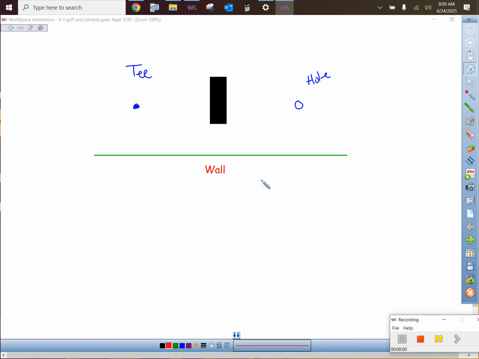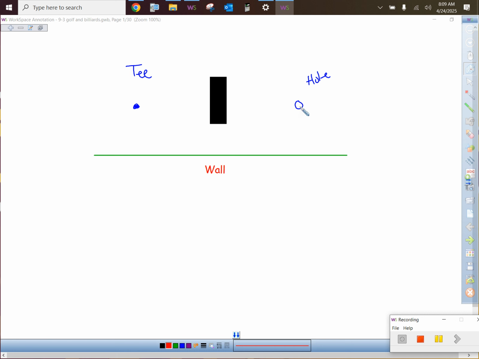All right, 9-3 in advanced geometry. We're talking about golf and billiards today. The name of the game is putt-putt golf, and there are some rules here. I've got this ball. Balls are located on the tee, if you don't know anything about golf. And in putt-putt, it's just sitting on the ground. It's not really on a tee.